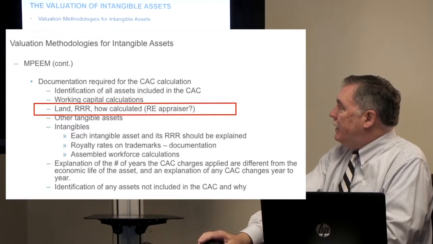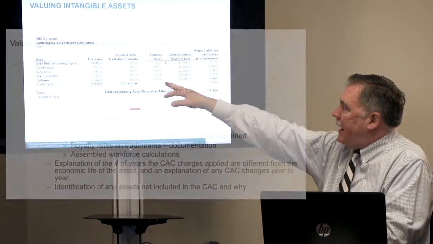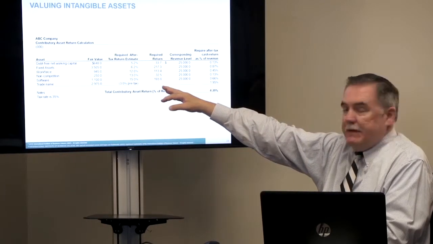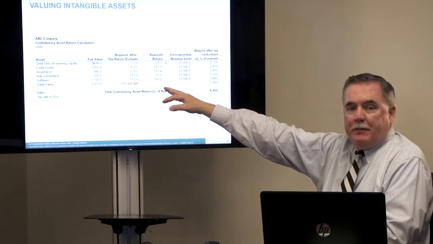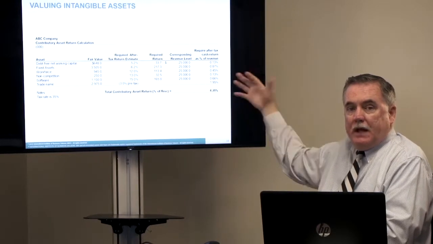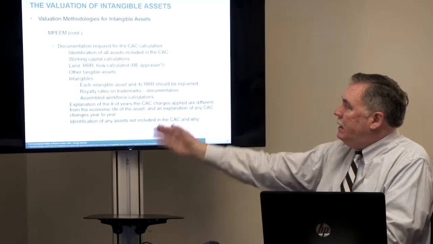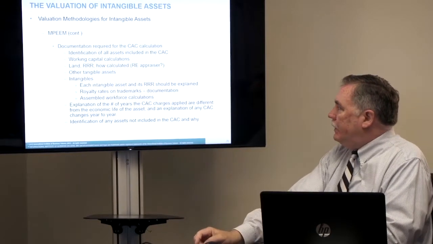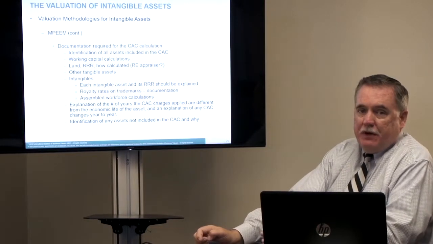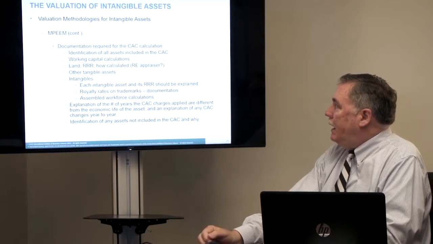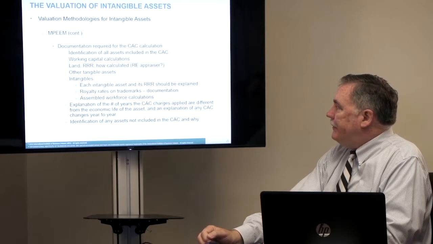Land, required rate of return, how calculated? Okay, so when we have $3.5 million, was that the book value of the property, plant, and equipment? Was it an appraised value for the property, plant, and equipment? If it's the appraised value, who gave you those values? The real estate appraiser, machinery and equipment appraiser? Where do those numbers come from?